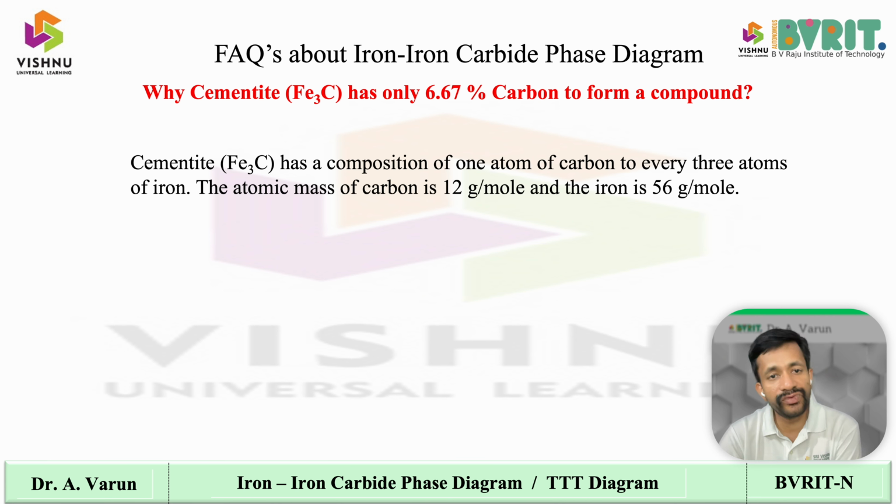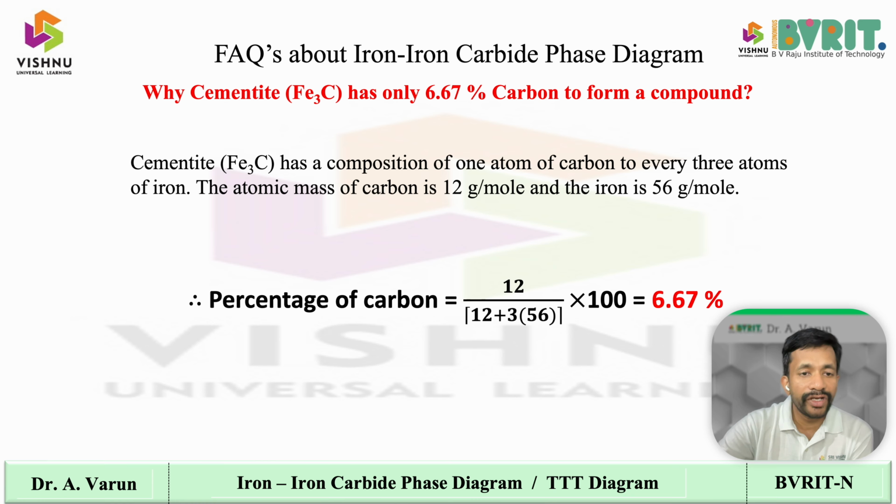If you break Fe₃C down, it has one atom of carbon for every three atoms of iron, where the atomic mass of carbon is 12 grams per mole and iron is 56 grams per mole. So when you calculate the percentage of carbon present, 12 divided by (12 plus 3 times 56), times 100, will give us 6.67%. That is the reason why. So I hope this is also clarified.